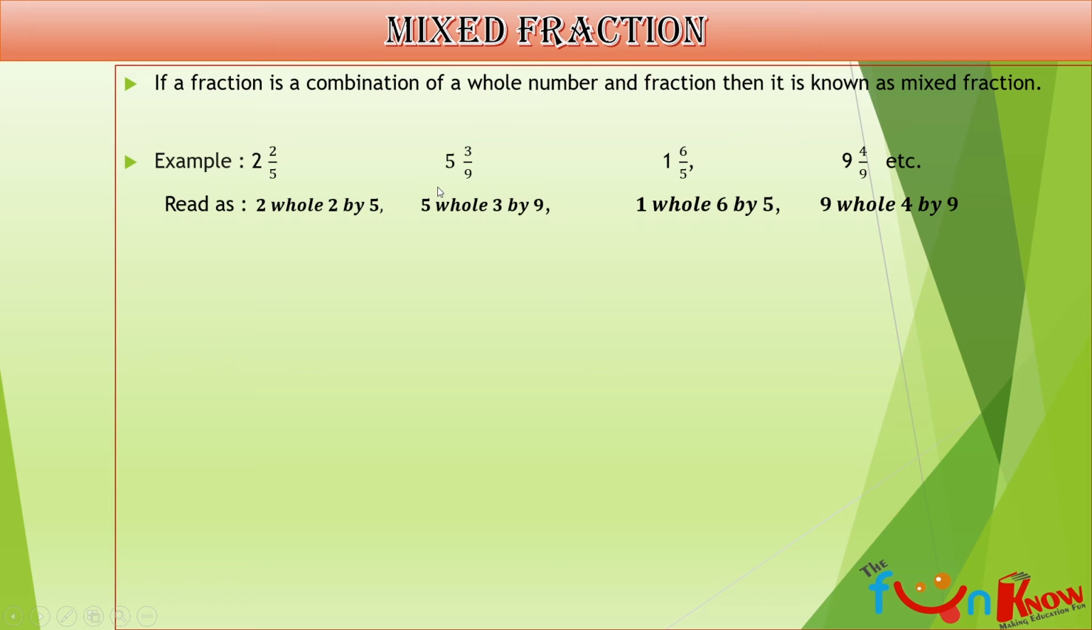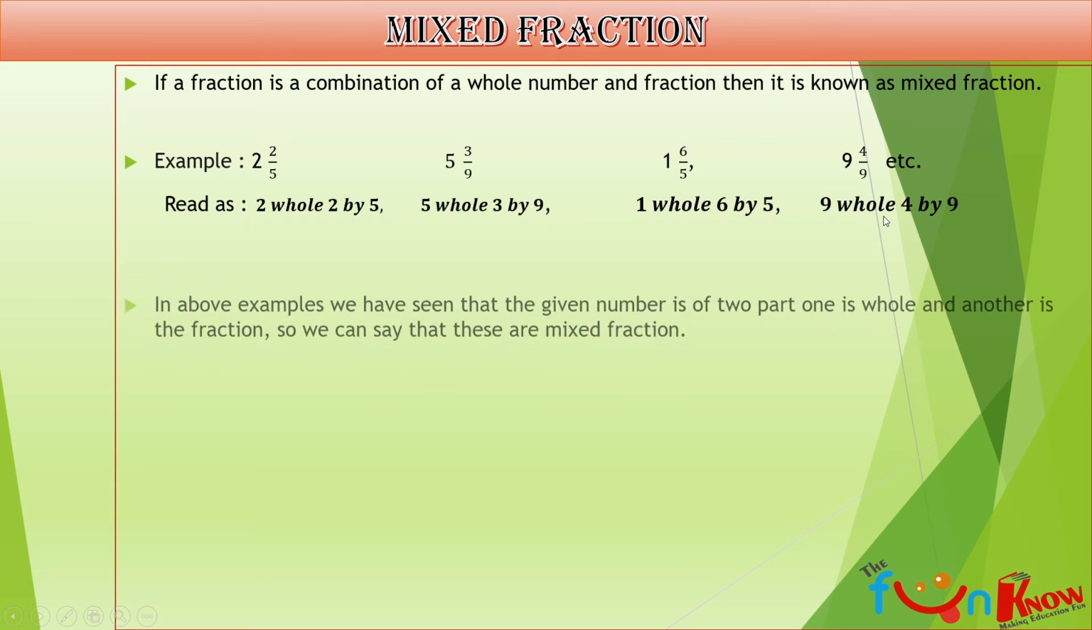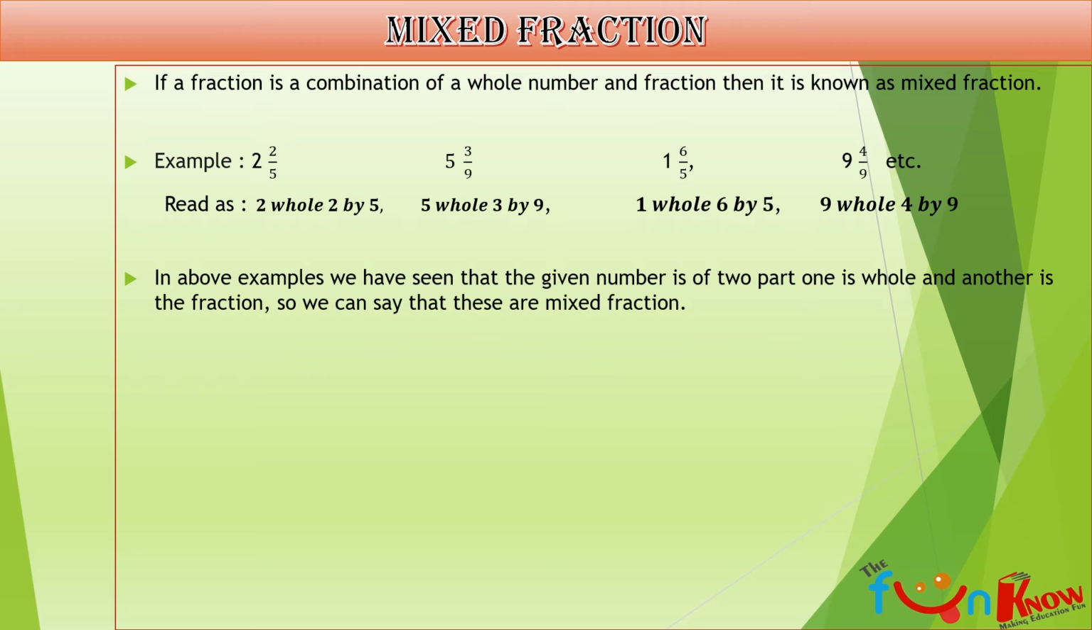Here 5 whole means the value is 5, plus 3 by 9. 3 is the numerator and 9 is the denominator. 1 whole 6 by 5. 9 whole 4 by 9. This is how mixed fractions look. In the above examples, we have seen that the given numbers have 2 parts, one as a whole and another as a fraction. Because it has 2 parts, we call it a mixed fraction.